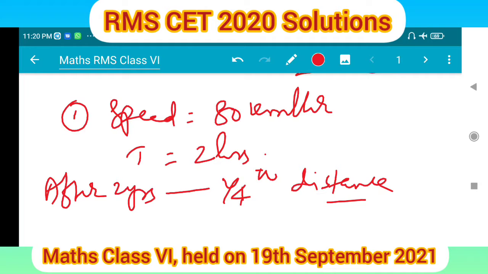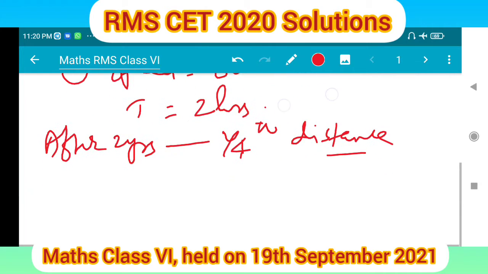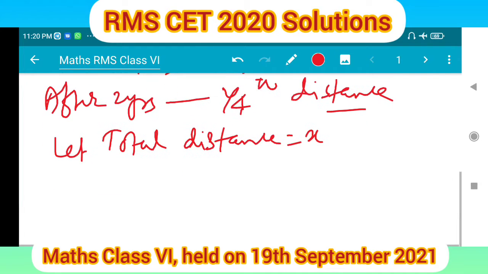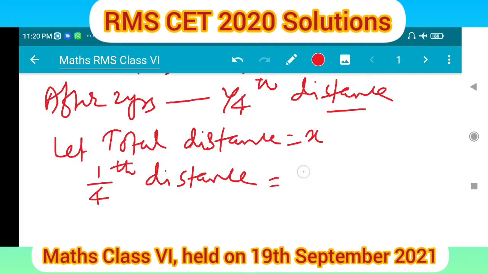So now let the total distance be x. What is 1/4 of the distance? 1/4 of the distance is nothing but x by 4. You got this one? Okay, right?